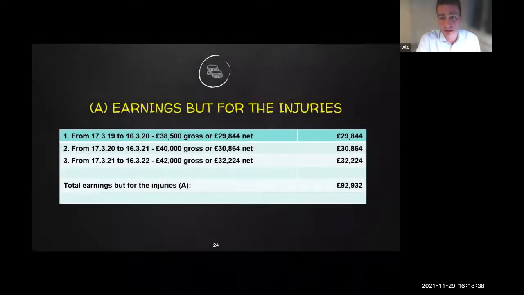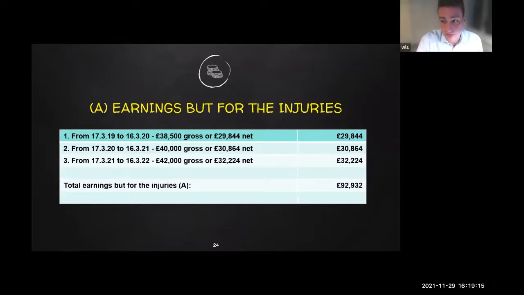So that breaks down as follows. So you've got earnings but for the injuries. And what I've done here is I've set out the net for the first year, which is essentially what she was earning at the time of the accident, 29,844. And then assuming that we've done some research and been able to get a comparator or ascertain what the inflationary rises would have been, added in her increase in earnings that she would have had from the 17th of March 2020 and then 17th of March 2021.